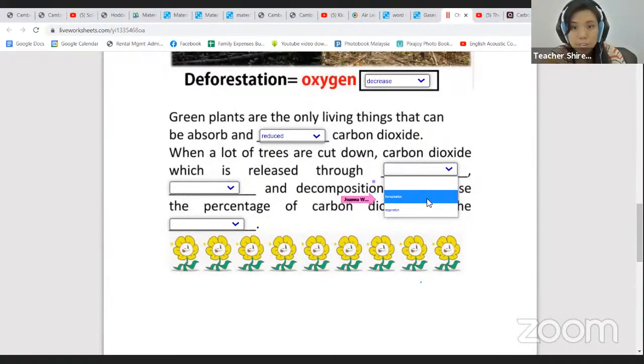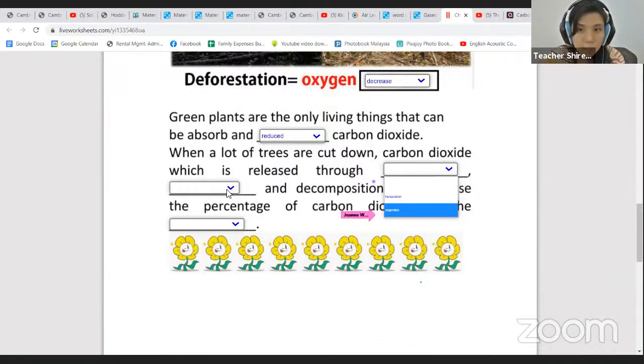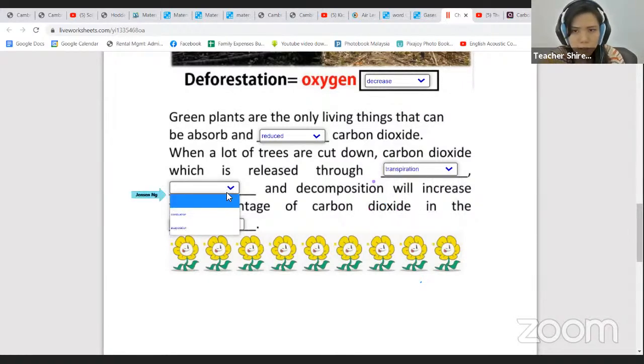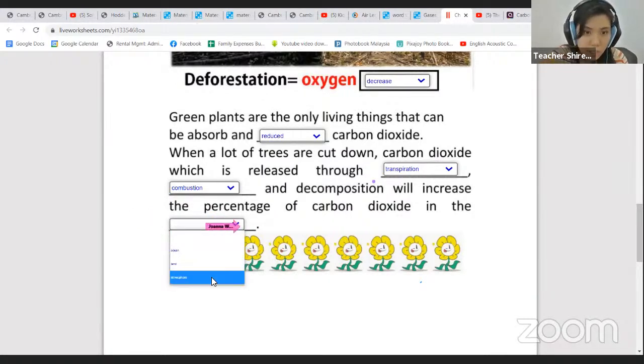Okay, breathing is called respiration. Okay, when a lot of trees are cut down. Okay, but this respiration is human breathe. But now it says when a lot of tree is cut down, so it's through transpiration. And okay, when a tree is cut down, carbon dioxide which is released through transpiration, combustion, decomposition will increase the percentage of carbon dioxide in the atmosphere.